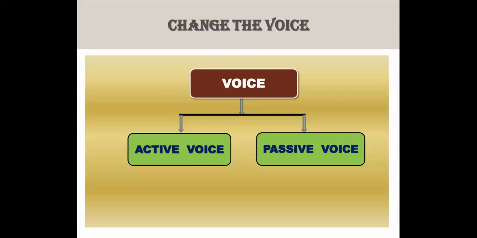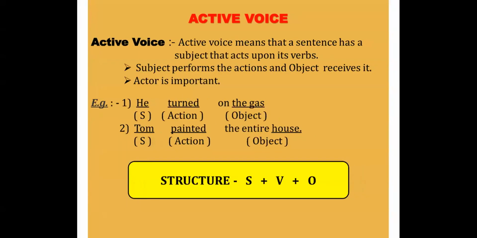Okay. See, there are two types of voices. One is active voice and the second is passive voice. What definition have we seen for active voice? Active voice means that a sentence has a subject which acts upon its verb. A subject performs the action, an object receives it, and the actor is the important one. What is the structure of active voice? Subject plus verb plus object.